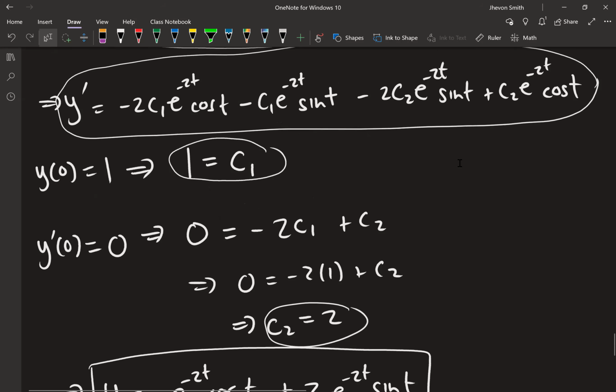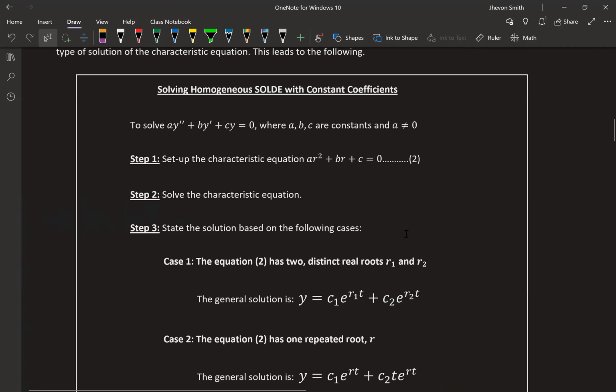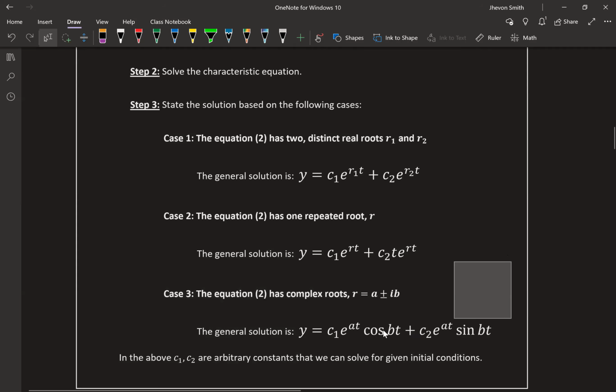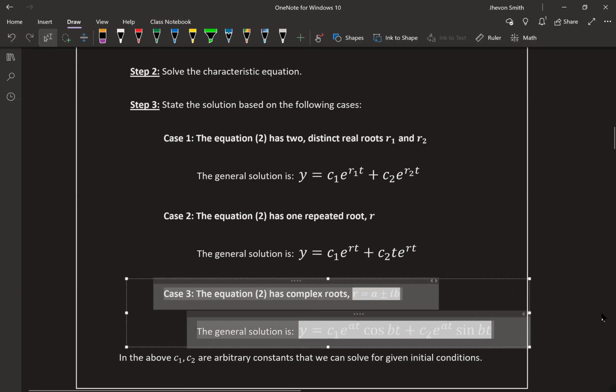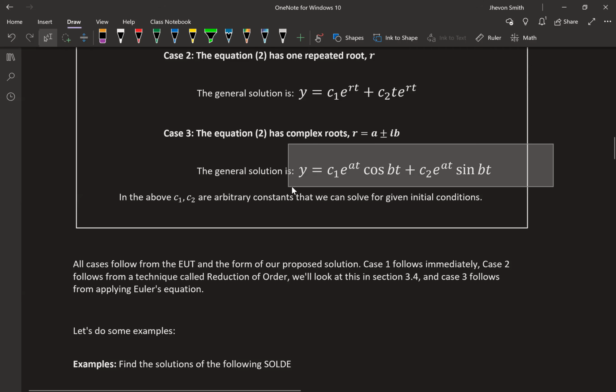I'm not sure why you're thinking of what you're putting for r. r is this. So once you realize what your r looks like, you think about this. You just look at what case you're in. You're in case 3. Now, once you're in case 3, your general solution is going to look like that. So you're going to take the real part, put it in the power of the exponential. You put the imaginary part in the cosine angle and the sine angle.